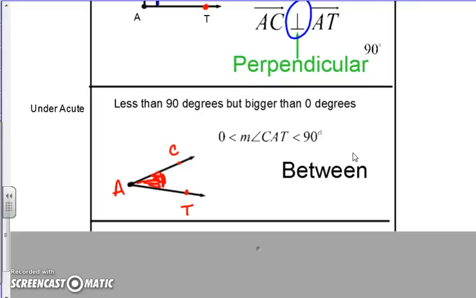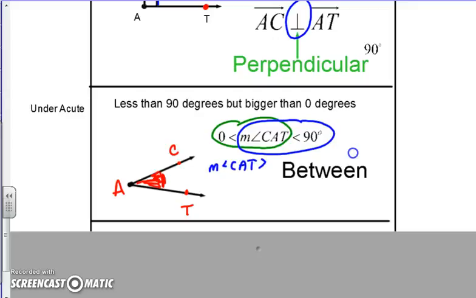Something that people get confused about on this one is this part right here. Many can read this one and read that the measure of angle CAT is less than 90. But this one is kind of written backwards for how you read it. Many of you would see that the measure of angle CAT has to be greater than 0 degrees. That's really what it's saying. But instead they're using the word between. So it's between 0 and 90. The measure of angle CAT is greater than 0 and less than 90.